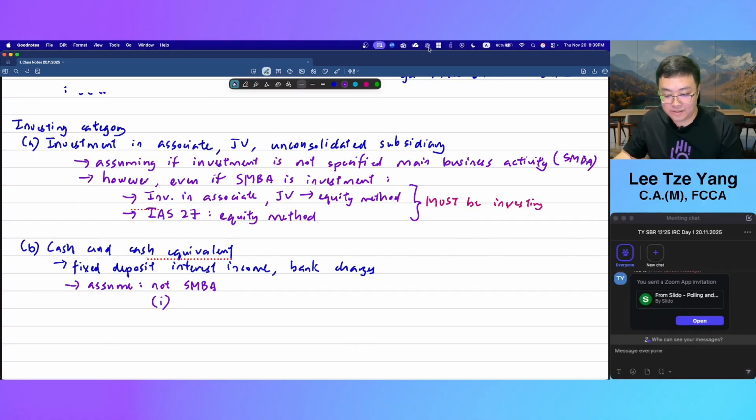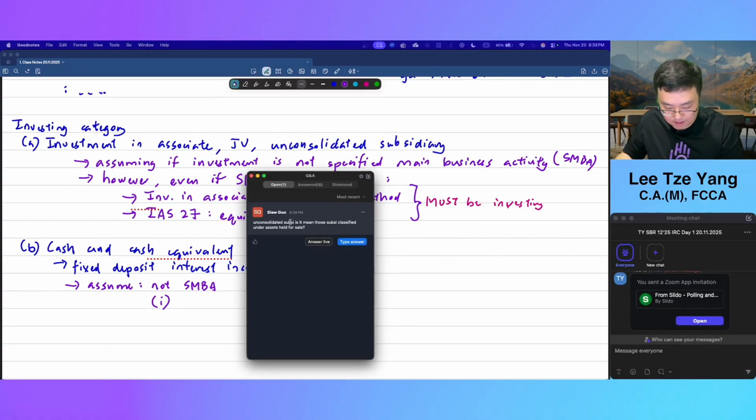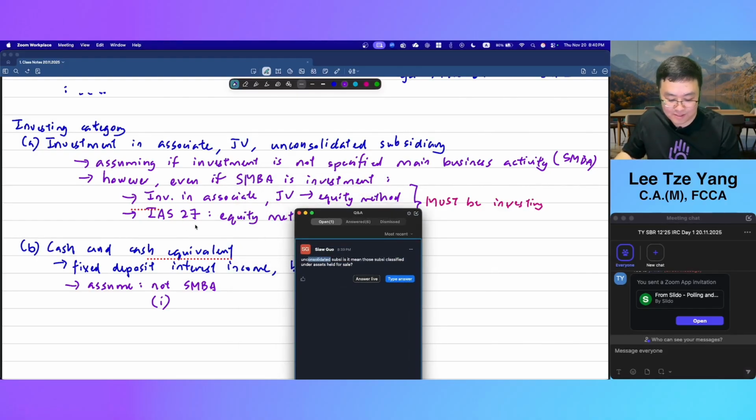Okay, wait, there is a question. Let me see the question first. Unconsolidated subsidiary means subsidiary held for sale? No. Subsidiary held for sale is also considered as consolidated. Unconsolidated subsidiary is under IAS 27.